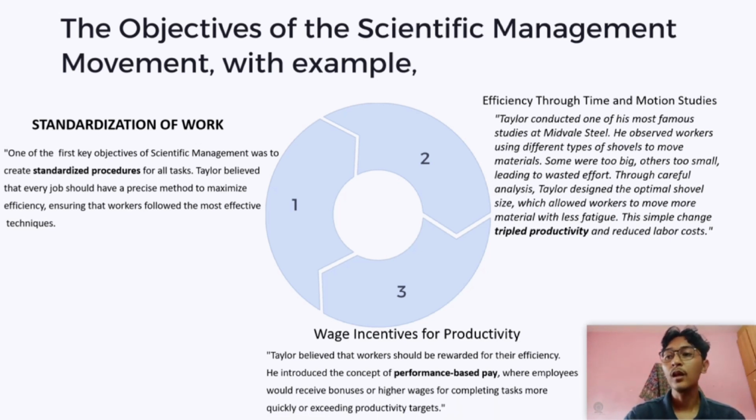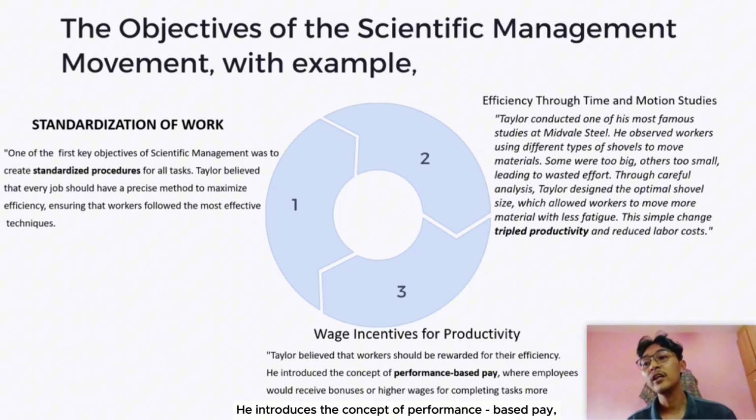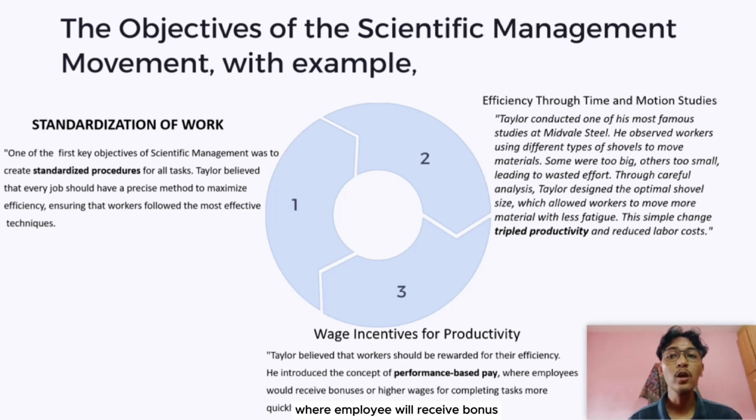Lastly, the wage incentive for productivity. Taylor believed that workers should be rewarded for their efficiency. He introduced the concept of performance-based pay, where employees would receive bonuses or higher wages for completing tasks more quickly and achieving productivity targets. For example, the fixed rate wage system.